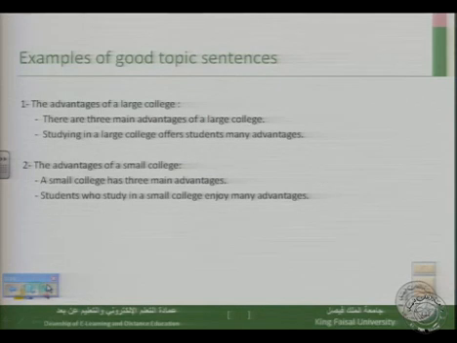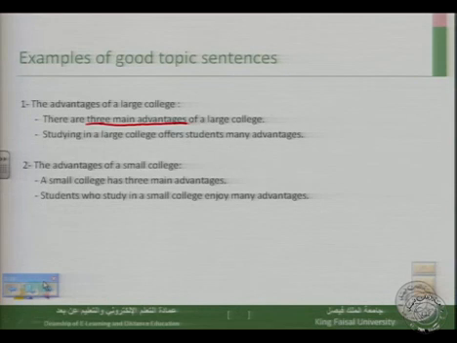And here you will have examples of good topic sentences for both topics. For the topic number 1, the advantages of a large college, I suggested two topic sentences. The first one was there are three main advantages of a large college, and in this topic sentence the controlling idea is three main advantages. So here you have to write about three main advantages. So in your paragraph you have to write about the advantages of a large college, and you have to mention three main advantages or three advantages.